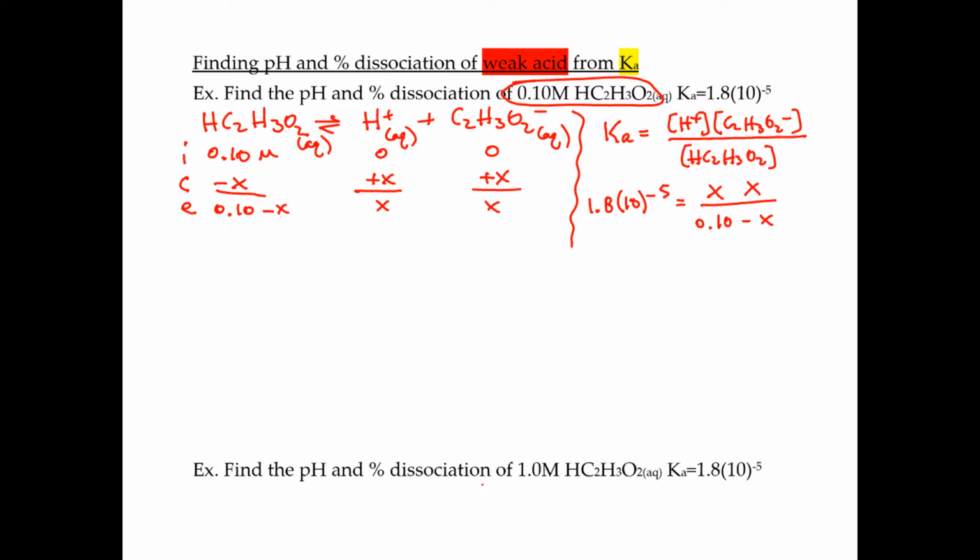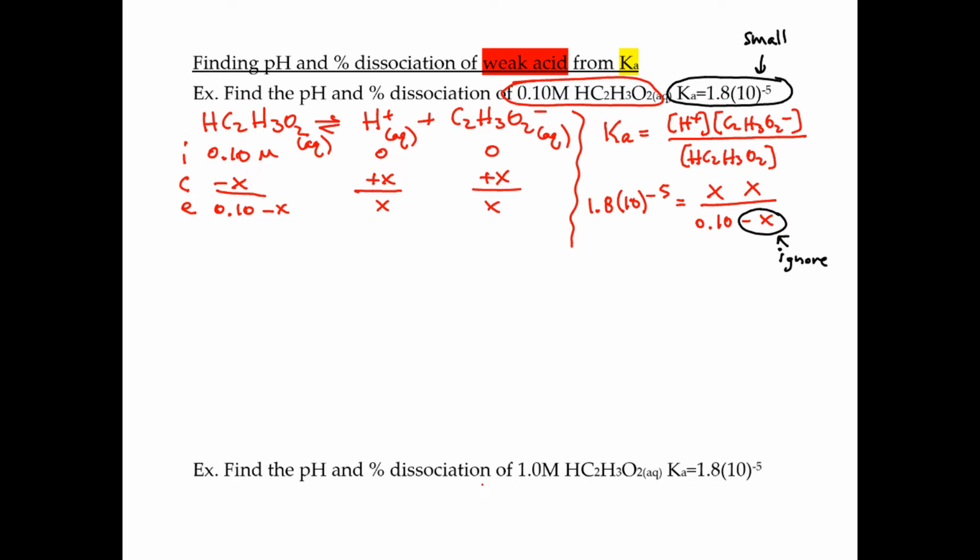So now we're going to do our little trick where we're going to ignore our minus X because the Ka is very small. So remember, this number is very small. Negative fifth is very small, which tells you that this equilibrium favors the left side, which means it does not dissociate very much, which means this X that's going to come out of the dissociation is very, very small. And when you subtract a very small number from 0.1, you essentially are going to have 0.1. You can't ignore this X and you can't ignore that X, but you can ignore it when it's subtracted or added to a number much larger than itself.